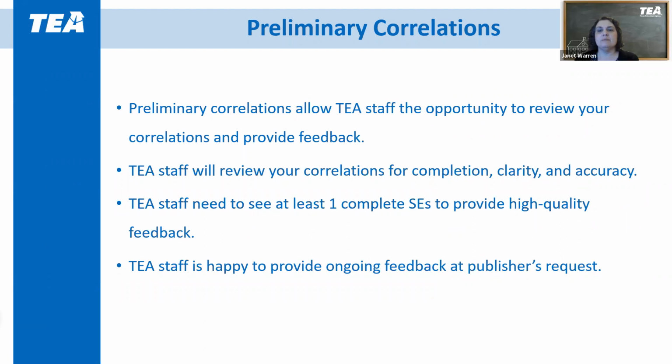We ask that everyone submit a preliminary round of correlations, which will allow TEA staff the opportunity to review your approach and provide feedback. We will be evaluating your correlations for completion, clarity, and accuracy, but we do not provide feedback about the actual content cited. We ask that you complete the citations for at least 1 complete student expectation before requesting feedback. After the preliminary round of feedback, we are happy to provide ongoing feedback if requested.